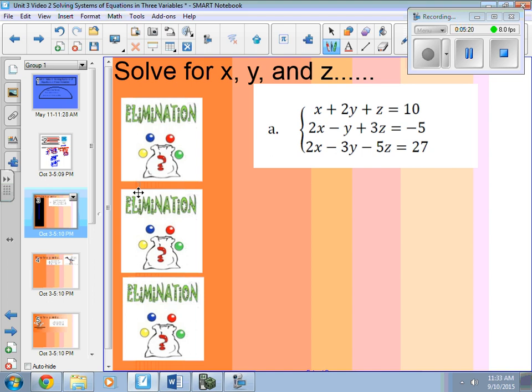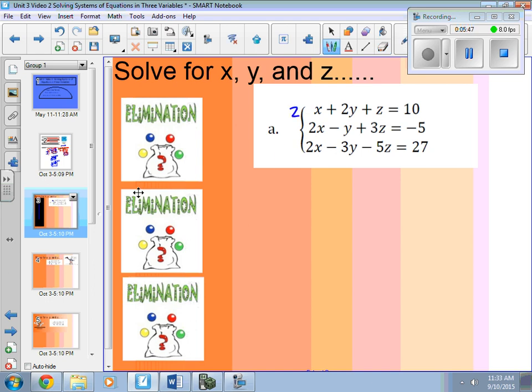Okay, so looking at these ones, if we look at z, might not be a good choice here because you'd have to multiply all 3 equations by something. Looking at y, again, you'd have to multiply all 3 by something to make this the same number. It looks like x in this problem would be the best one because these two already have a 2 in front of it. We could just multiply the top one by 2 as well. Now they all have 2.